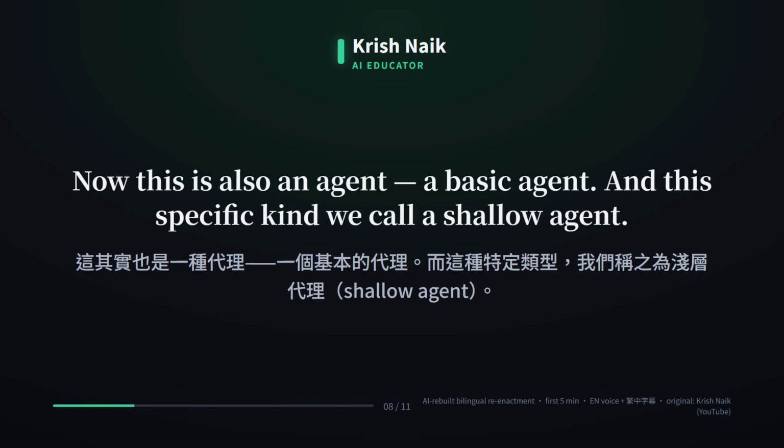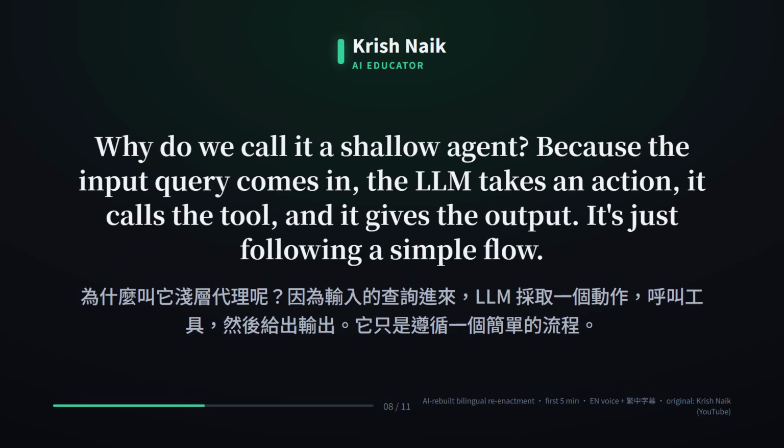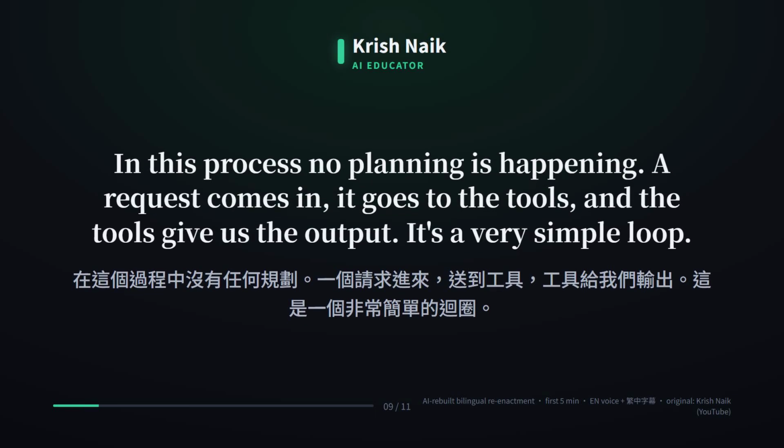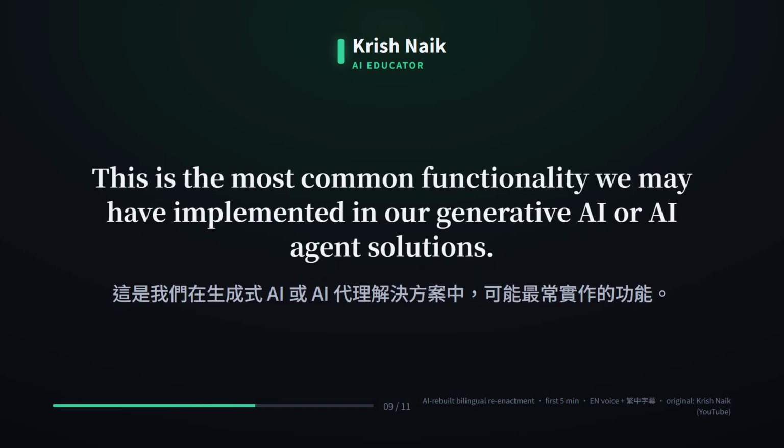Now this is also an agent, a basic agent. And this specific kind we call a shallow agent. Why do we call it a shallow agent? Because the input query comes in, the LLM takes an action, it calls the tool, and it gives the output. It's just following a simple flow. In this process, no planning is happening. A request comes in, it goes to the tools, and the tools give us the output. It's a very simple loop. This is the most common functionality we may have implemented in our generative AI or AI agent solutions.